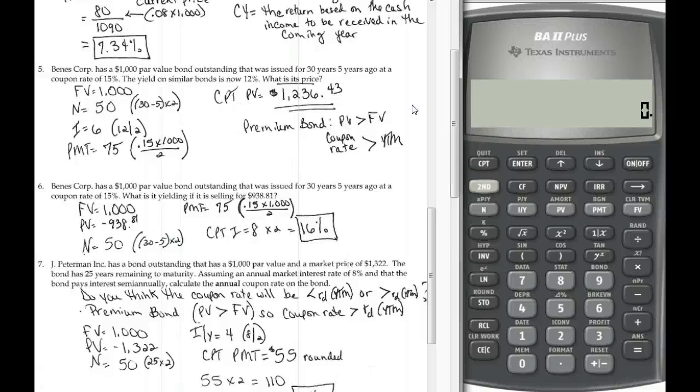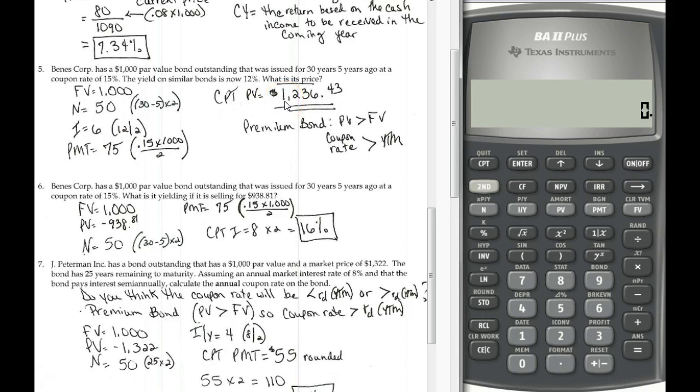So the future value, still assume that $1,000. The tricky thing in problems like this is the N. It's a 30-year bond, but it was issued 5 years ago. So what do you do there? Take 30 minus 5 times 2. That's our N, 50. Adjust the I just as you would normally, 12 divided by 2 for 6. The payment is 0.15 times 1,000 divided by 2, $75.